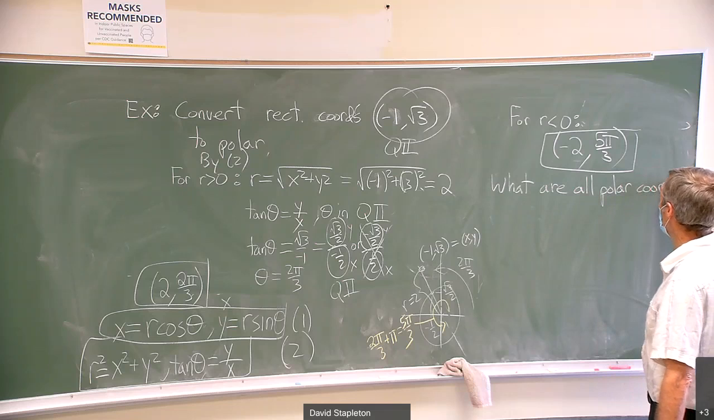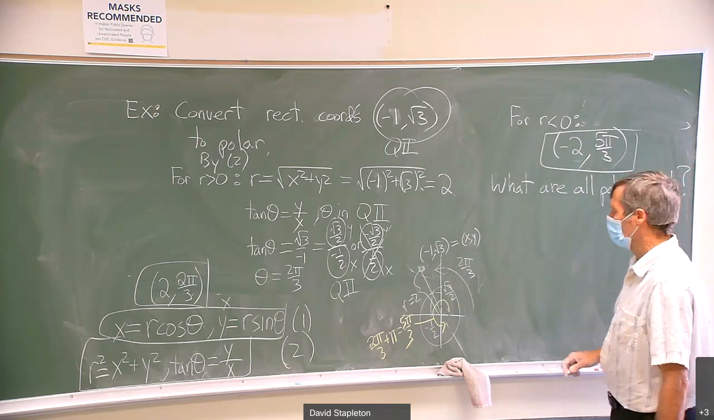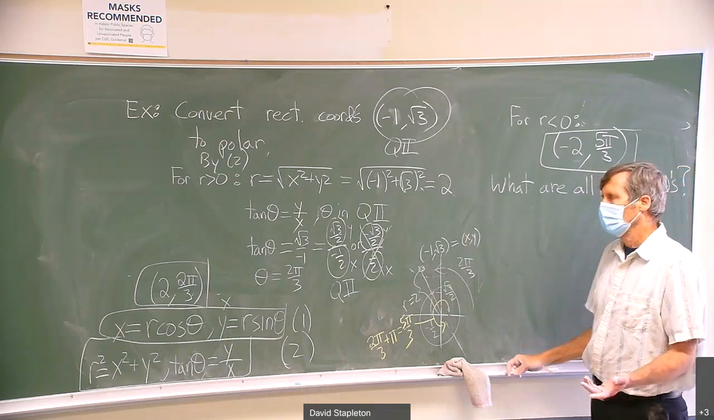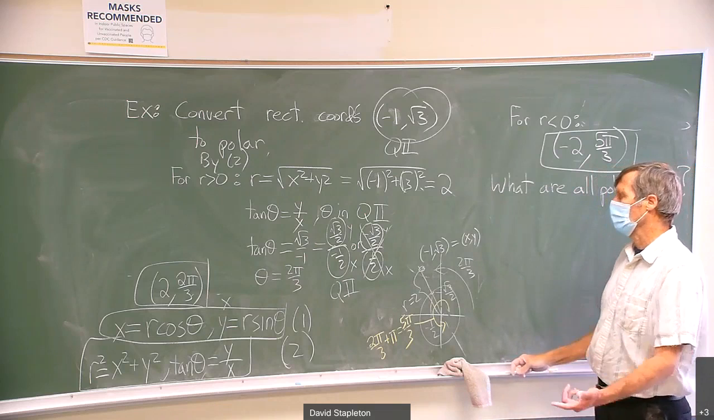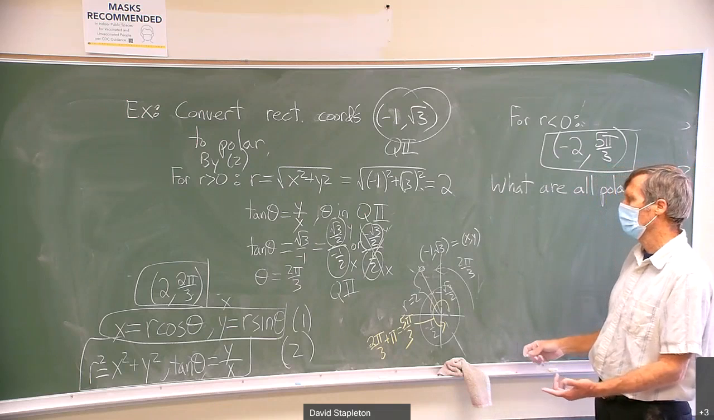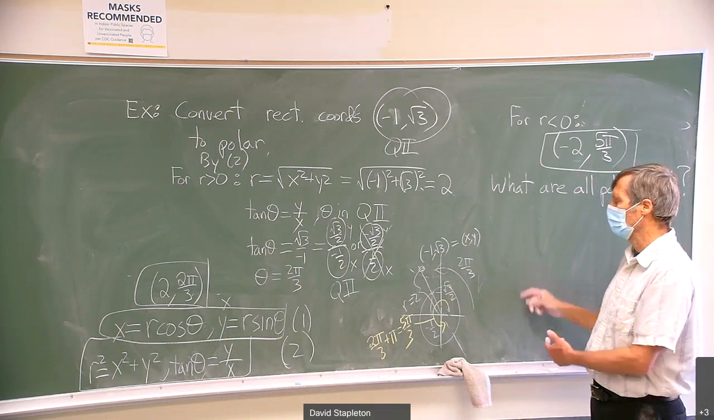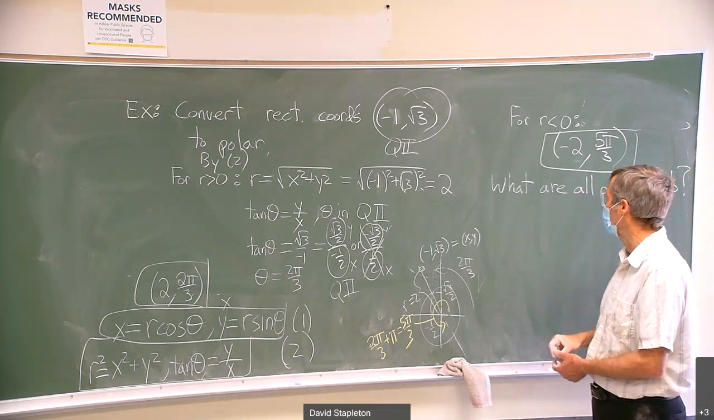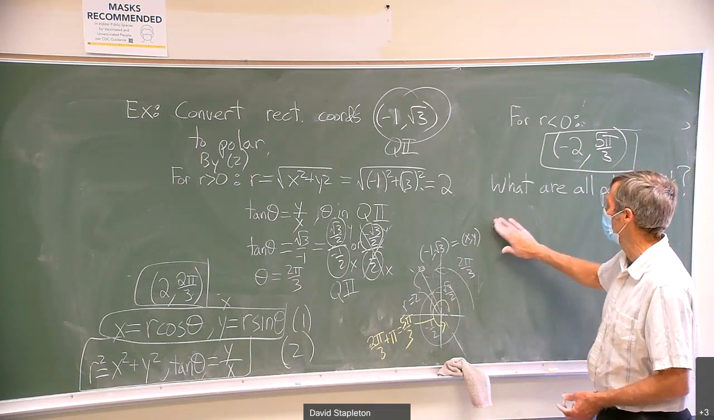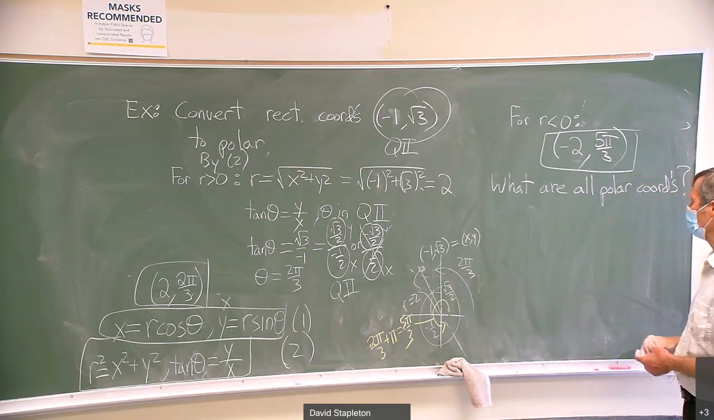What you find, unfortunately, with polar coordinates, it's not like Cartesian coordinates where each ordered pair, there's only one ordered pair for each point, right? If you give me a point in the plane, I drop the perpendiculars, there's only one ordered pair it can be, following Euclidean geometry. But polar coordinates, not so. There's actually an infinite number of polar coordinates for each point.